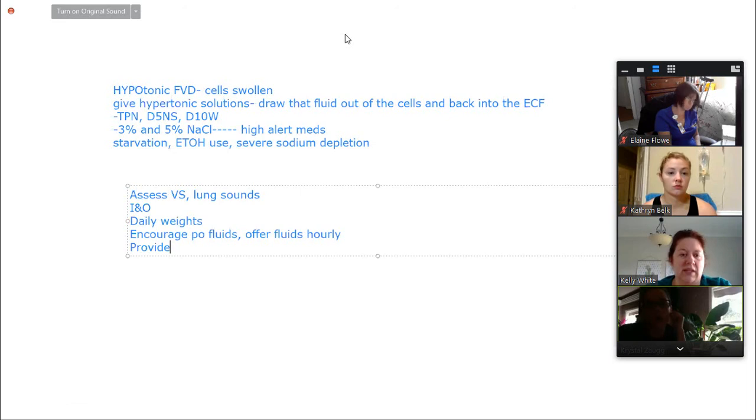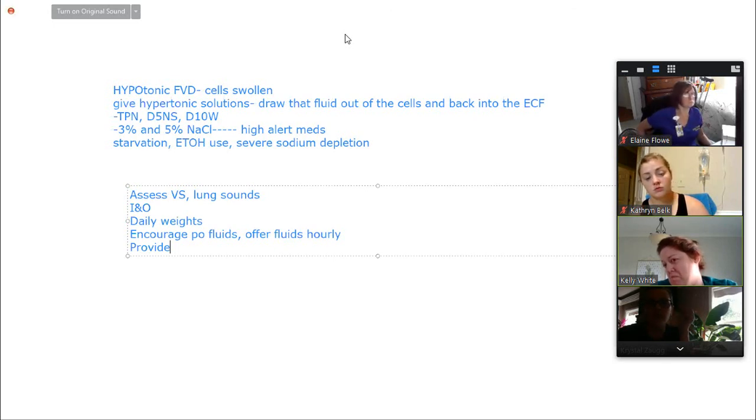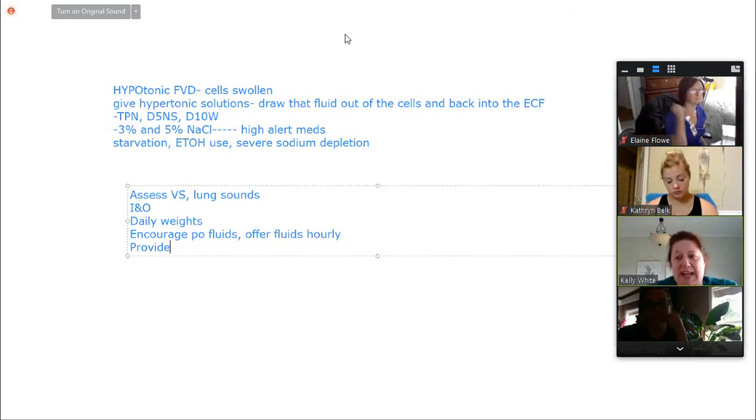Since we're dealing with electrolytes, wouldn't they be on a cardiac monitor? It depends on what their potassium is, and the sodium. Sometimes, but your potassium is going to be what triggers them to order the telemetry monitor most often. So it's potential, but just because you're dehydrated, a lot of times they're not going to order telemetry unless you really have some electrolyte imbalances.